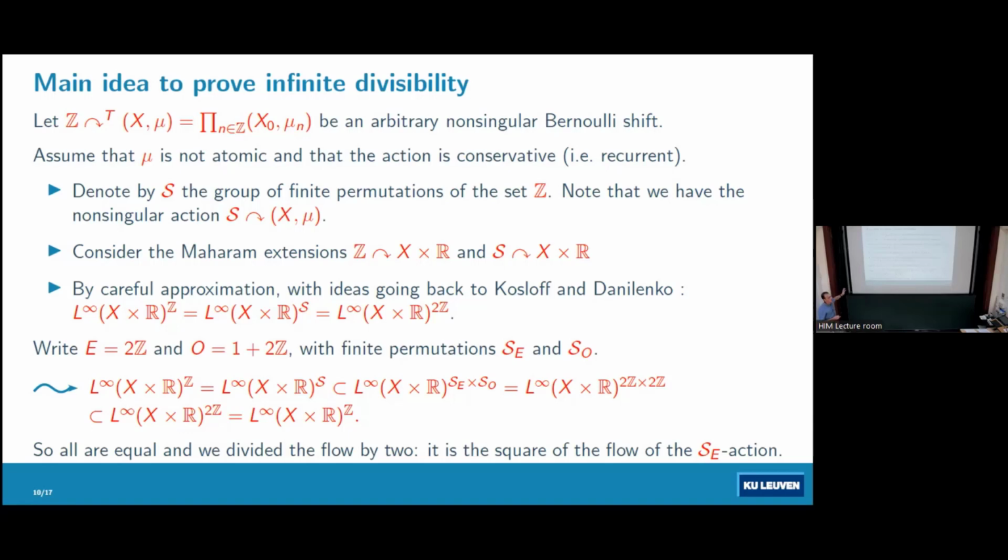Now, this is an extremely rough outline because the whole analysis is hidden in how you make these approximations actually work. But it does give you an idea where the infinite divisibility comes from. So that's the abstraction part. So now I want to go to the construction part, why many flows can be realized.